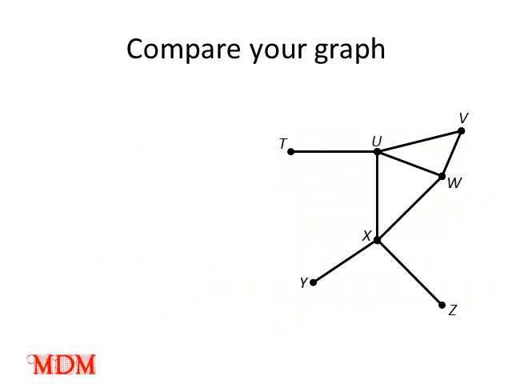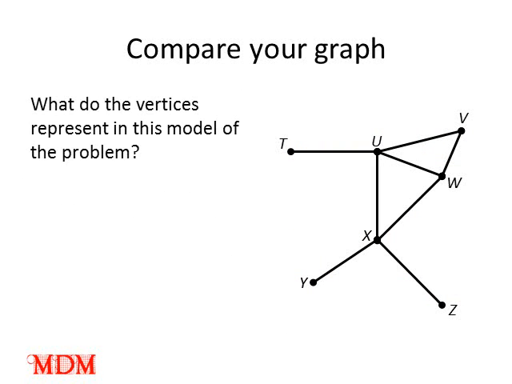Compare your graph to the one that I drew. What do the vertices represent in this model of the problem? The vertices represent the 7 radio stations. What do the edges represent? The edges represent the connection between 2 radio stations that are less than 500 miles apart.